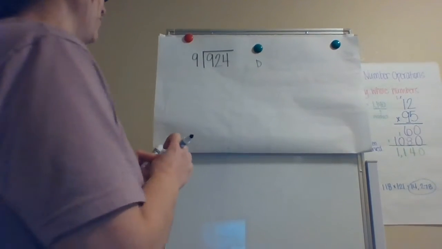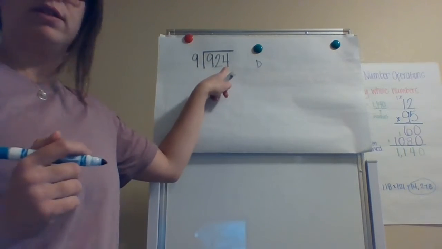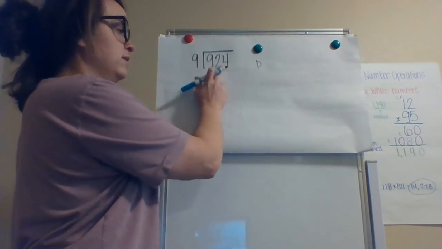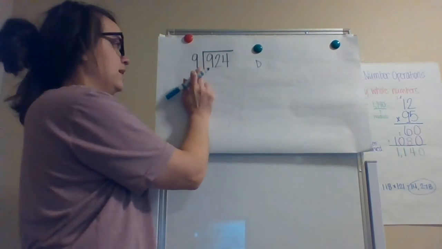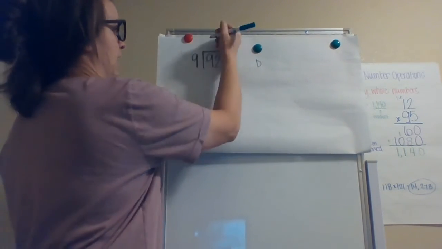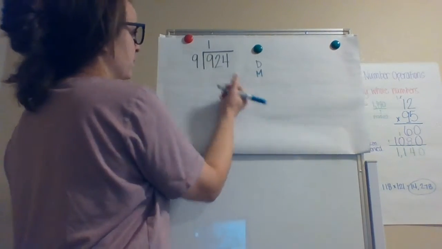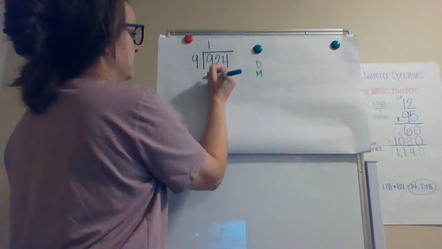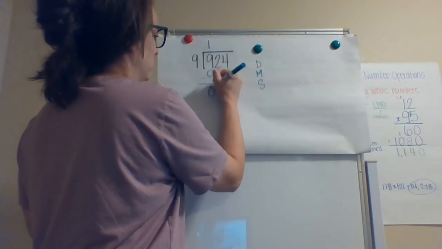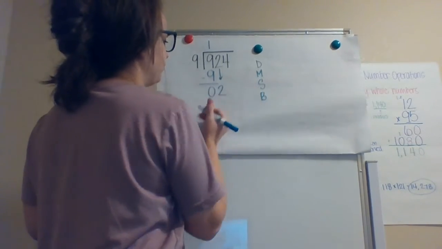Okay, so here's our next example. We are going to see how many times 9 can go into 924. The way I would read this math problem is 924 divided by 9. 924 is our dividend, 9 is our divisor. So first we're going to divide. How many times does 9 go into 9? Goes in 1 time. Then I'm going to multiply. 1 times 9 is 9. Then I'm going to subtract. 9 minus 9 is 0. And then I'm going to bring down my 2.